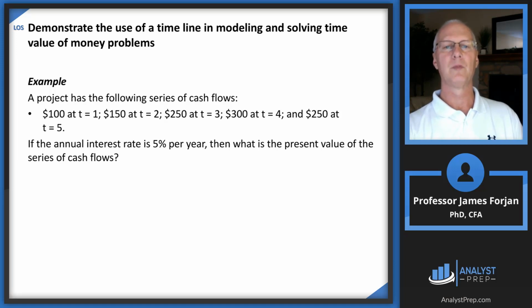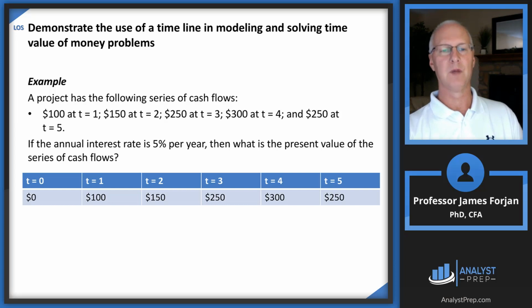Here's a good example. Suppose we have a series of cash flows. $100 at time period 1, $150 at time period 2, $250 at time period 3, $300 at time period 4, and $250 at time period 5. We're given an annual interest rate of 5%. The question is, what is the present value of that series of unequal cash flows? Now, here's the thing. These are not equal. They're consecutive, but they are unequal. So we're not going to be able to use the PMT button on the calculator. They do occur at the end of each period.